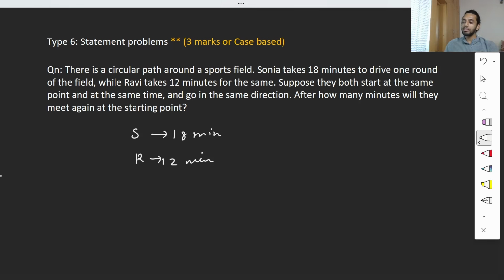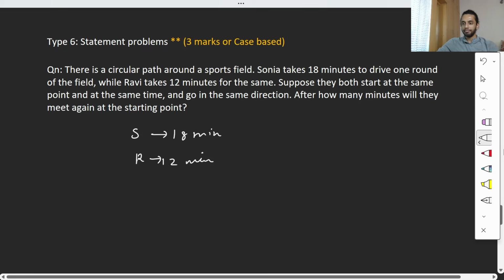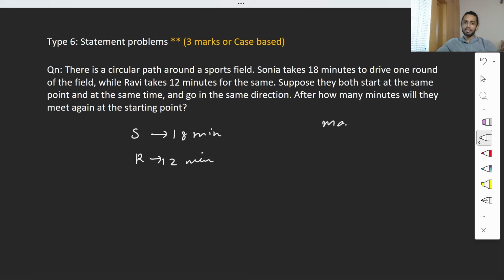For example, in the question, we find the keyword maximum. If we find the keyword maximum, or if we find the keyword most or highest, then it equates that we need to find HCF. And if it contains words like minimum or least, then we need to find the LCM.